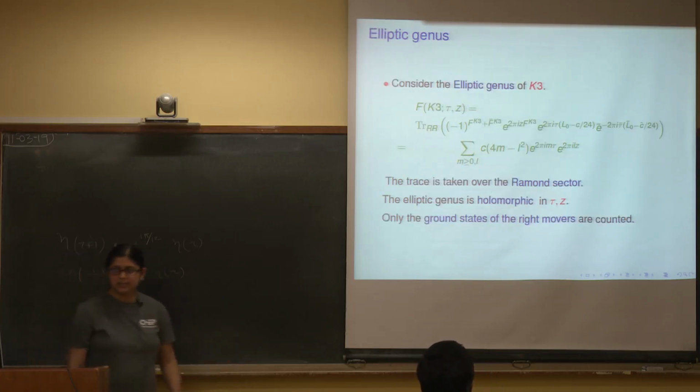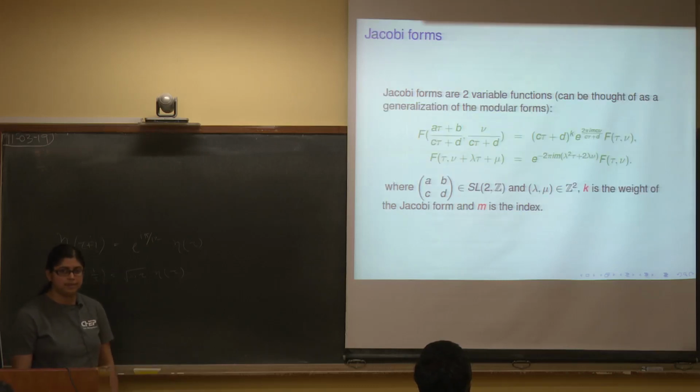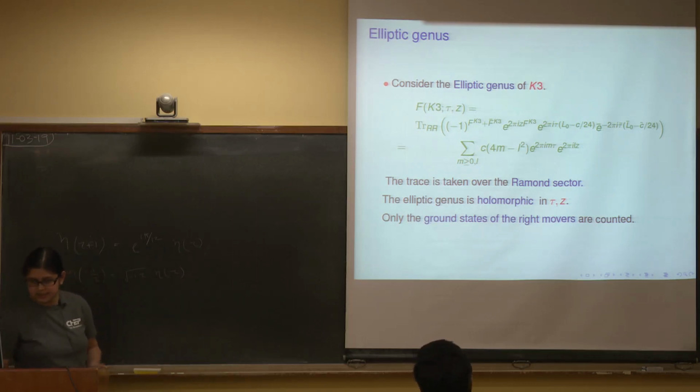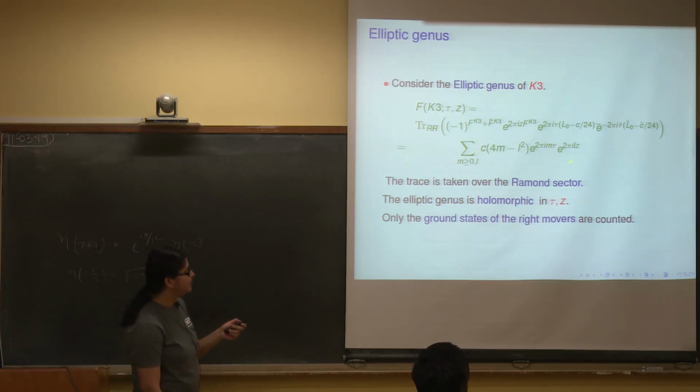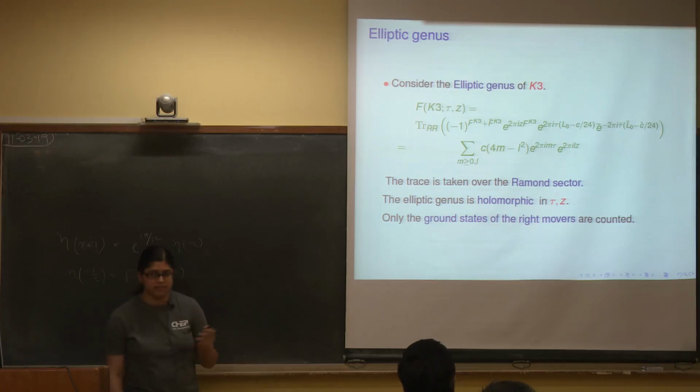Now, if you consider the elliptic genus of K3, it is a trace over the Raymond sector. Sorry, can you flash the previous slide? Sure. This trace is over the Raymond sector. And if you Fourier expand this in terms of q and y, in terms of the integers m and l, then the elliptic genus can be seen to be holomorphic in tau and z, because the right movers will preserve the supersymmetry and only count the ground states of the fermions.